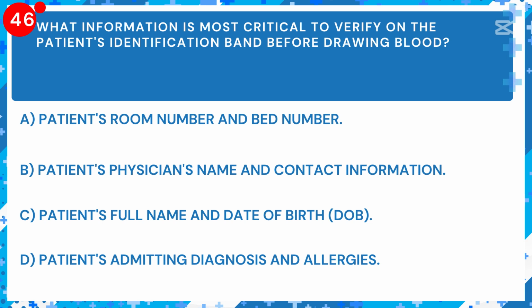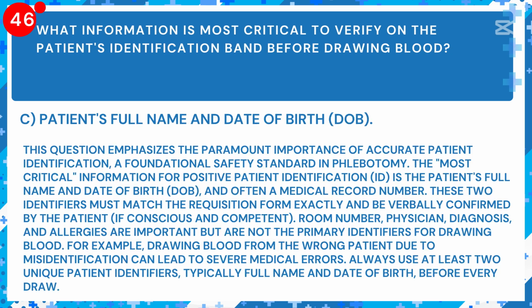Question 46. What information is most critical to verify on the patient's identification band before drawing blood? A. Patient's room number and bed number. B. Patient's physician's name and contact information. C. Patient's full name and date of birth, DOB. D. Patient's admitting diagnosis and allergies. Answer: C. Patient's full name and date of birth, DOB.